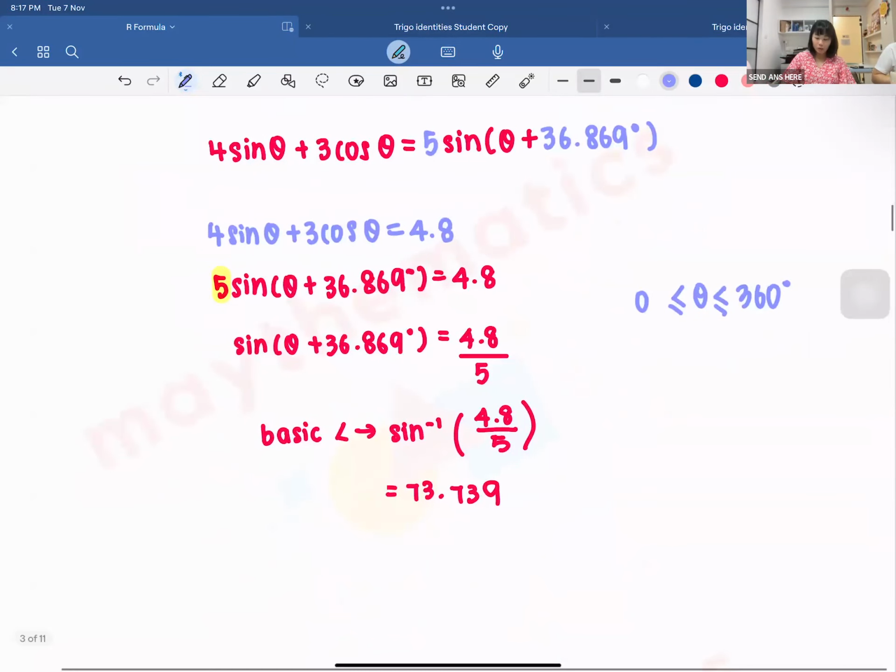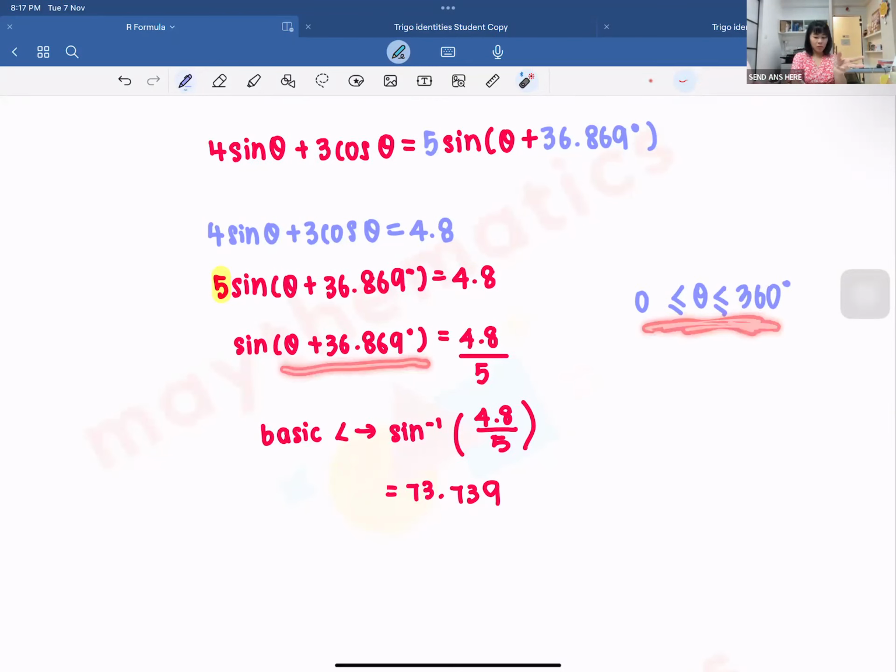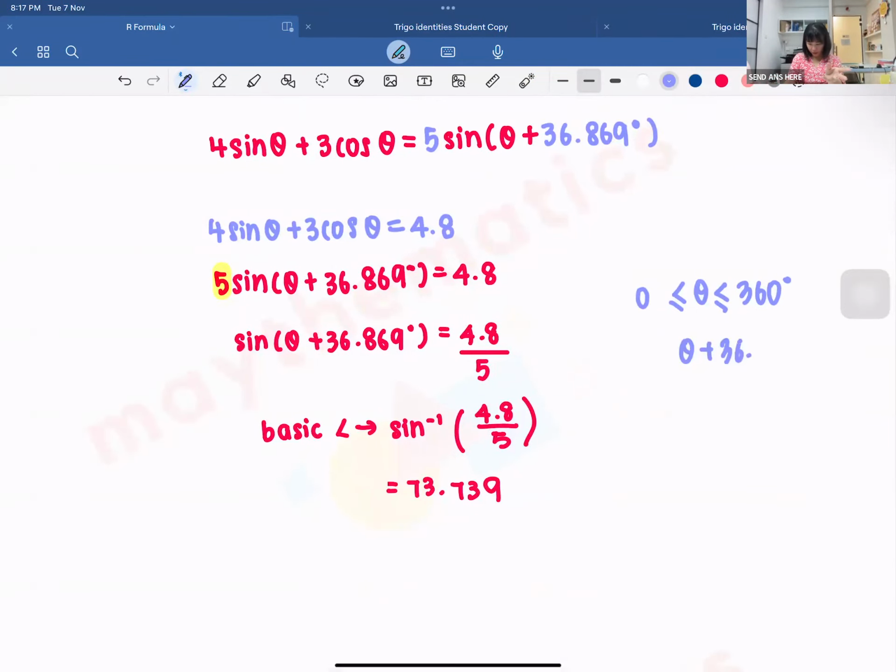Now can you see inside your angle here is theta plus 36.869? Which also means you have to change your range there. You have to make sure you add the 36.869, so here also must add the 36.869. So you just get your calculator, 360 plus 36.869. That's how you get your new range, which is 396.869.